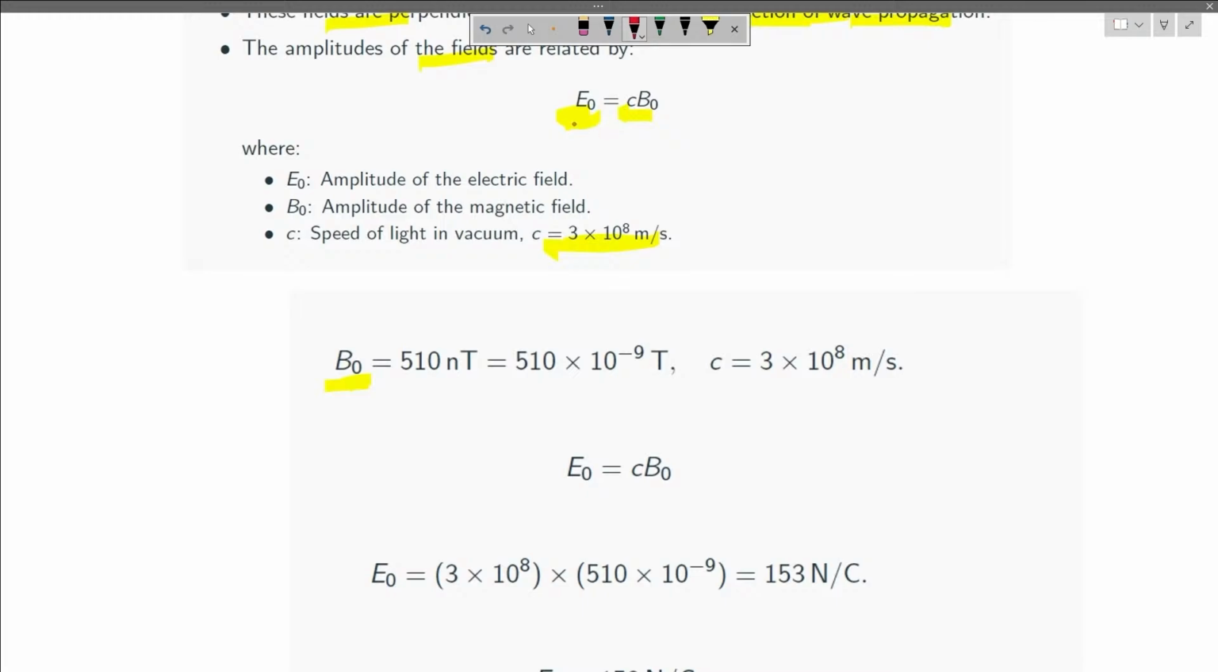So in this formula, only E naught is the unknown. We know the value of C and we know the value of B naught as it is given in the question. So substituting in this formula, we will get the value of E naught, that is the magnitude of the electric field, as 153 Newton per Coulomb.